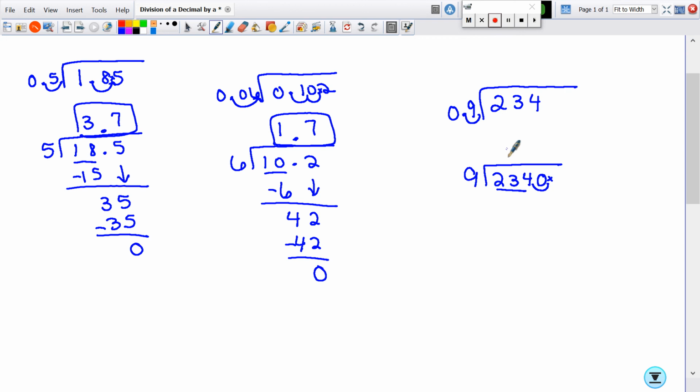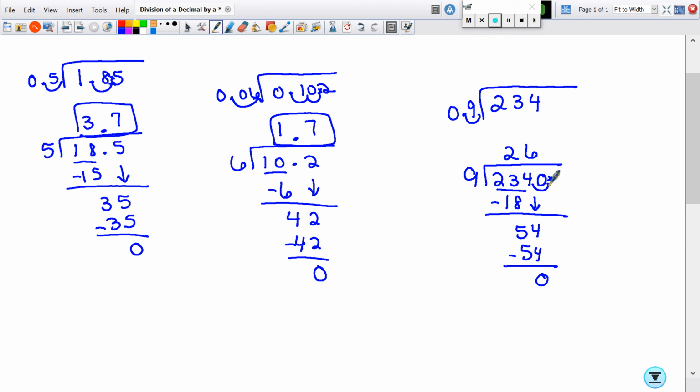9 goes into 23 2 times. 2 times 9 is 18. Subtract. 23 take away 18 is 5. Bring down the 4. 9 goes into 54 6 times. 6 times 9 is 54. Subtract. You get 0. Now, all the other problems I said, when you get to 0, you're finished.